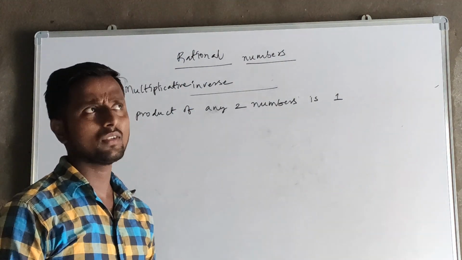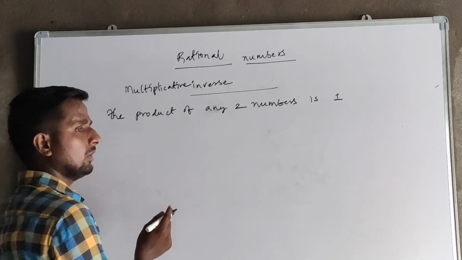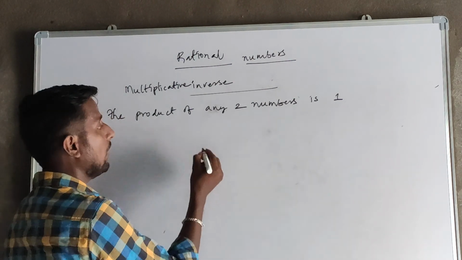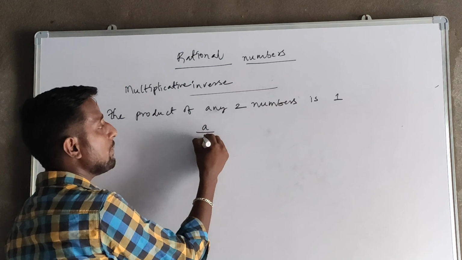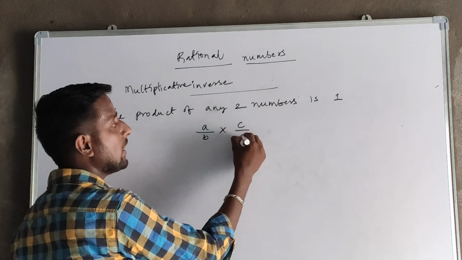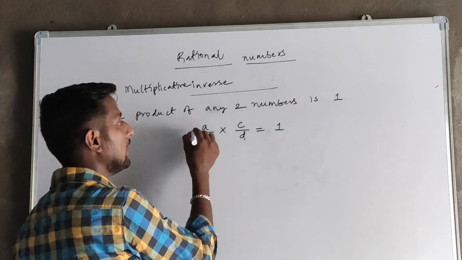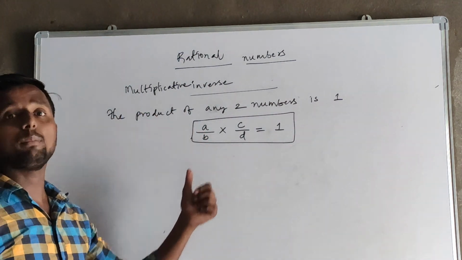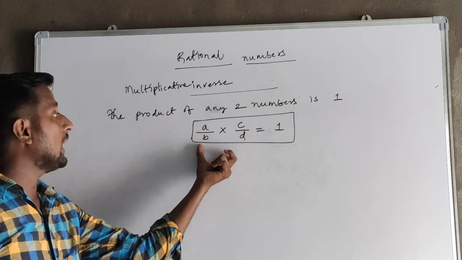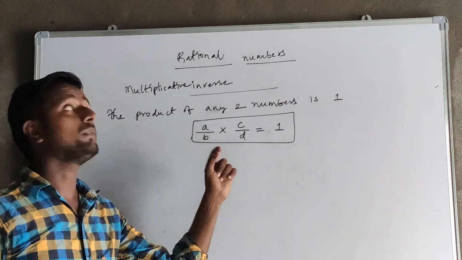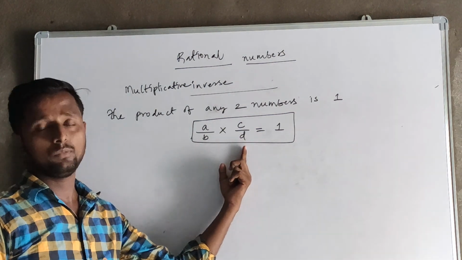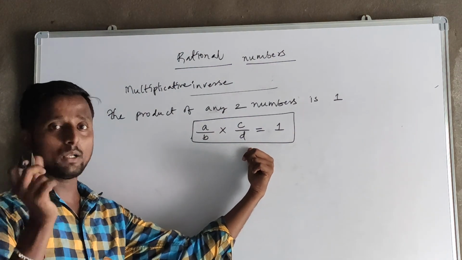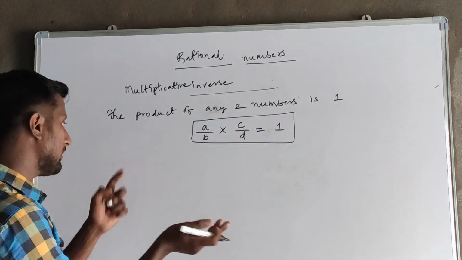When does it happen? Look: a by b into c by d is equal to 1. If this happens, then what will we write? a by b is the multiplicative inverse of c by d, and c by d is the multiplicative inverse of a by b. Okay, we'll see examples now.